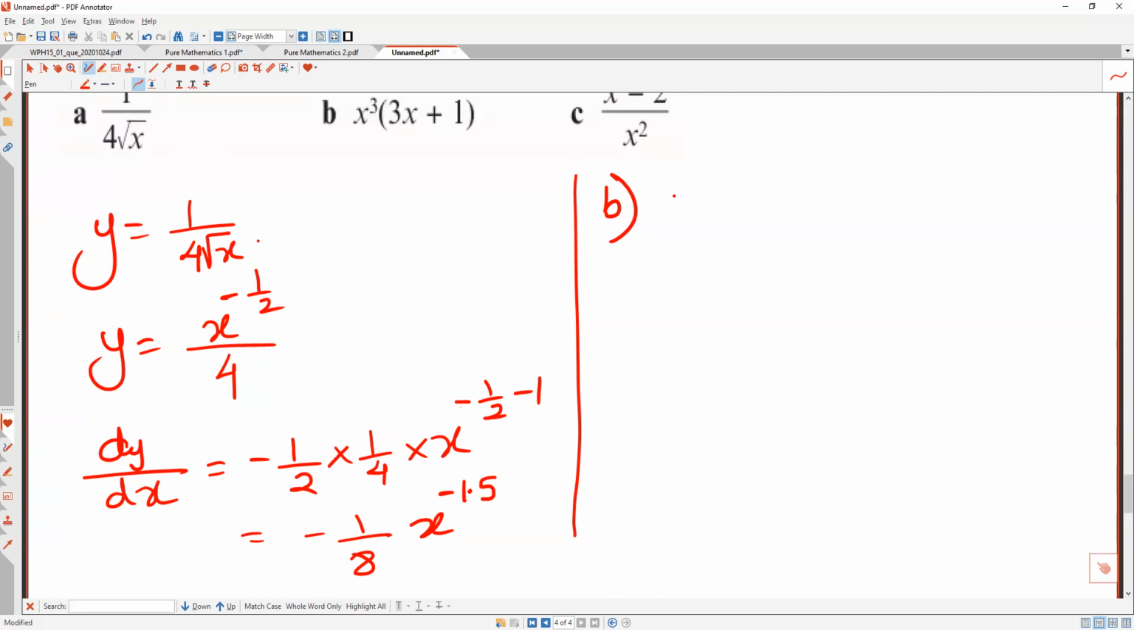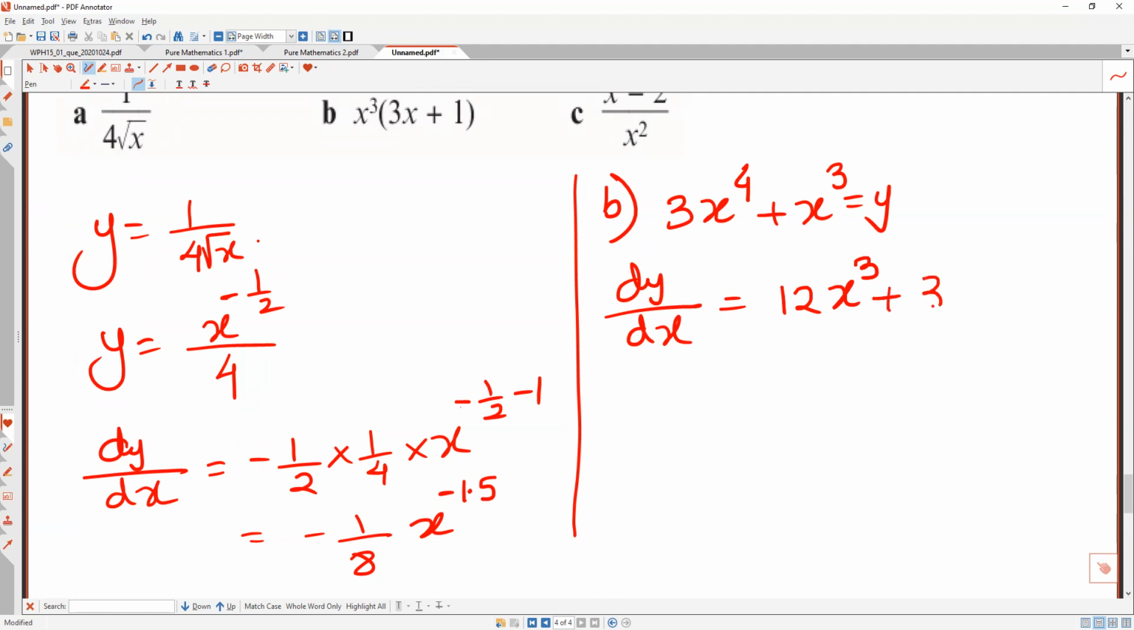The next one is easy. All you have to do is just open the brackets. 3x raised to 4 plus x cube is equal to y. This can be directly differentiated with respect to x, no simplification needed. How? 12x cube plus 3x square. Clear? Do you understand? Okay. Now let's go to the C part.